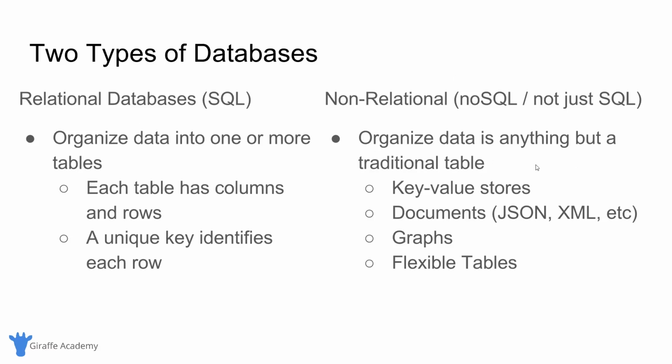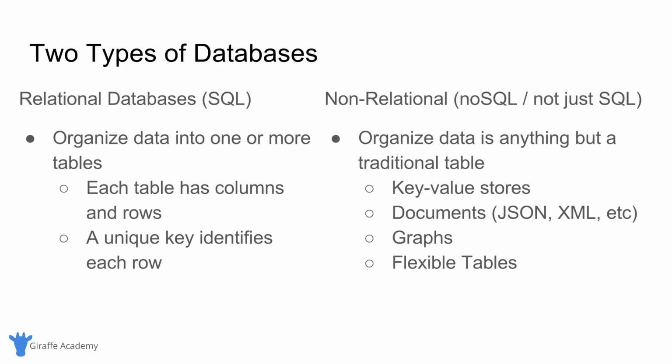And a non-relational database is basically just any type of database that's not a relational database. So like I said, relational databases are by far the most popular type. And so because they're so popular, any other type of database that's not technically relational is just referred to as non-relational.